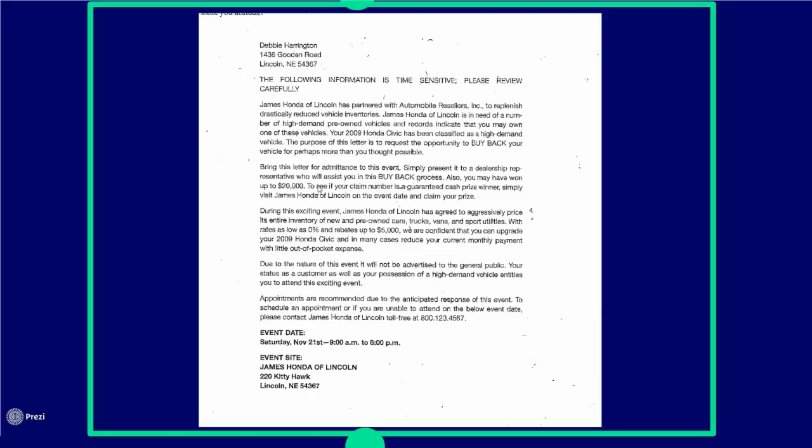If you keep reading, you notice that there's some other really significant and important information embedded in this letter. So for example, it says in this second line here, bring this letter for admittance to this event, simply present it to the dealership representative who will assist you in the buyback process. Also, you may have won up to $20,000. So again, this is information that this author might have presented much earlier in the letter, potentially in the subject line or at the very least in the opening paragraph to grab the reader's attention.